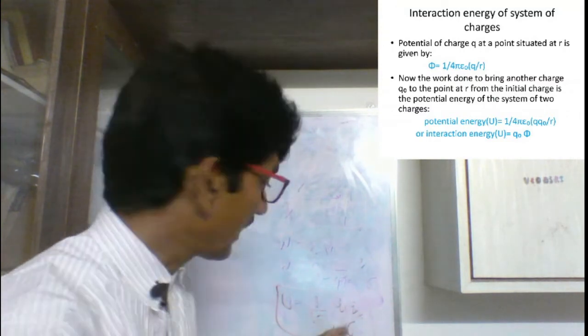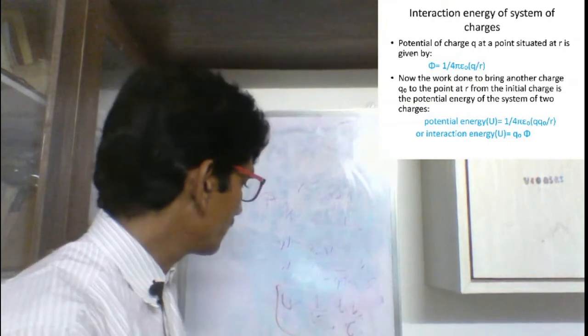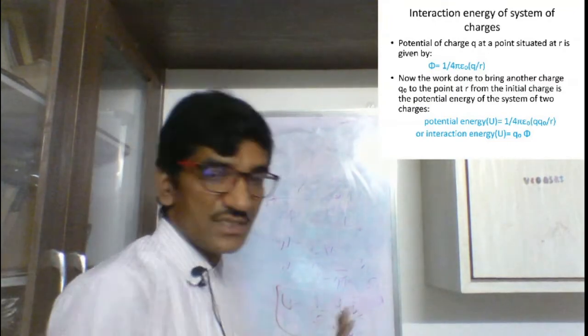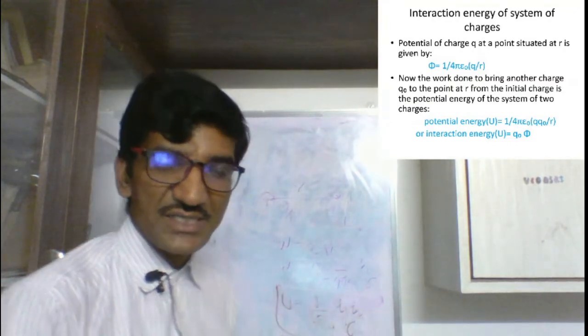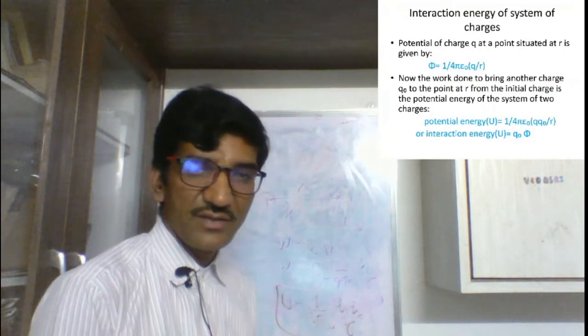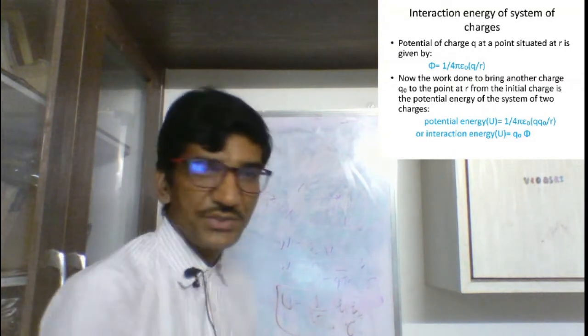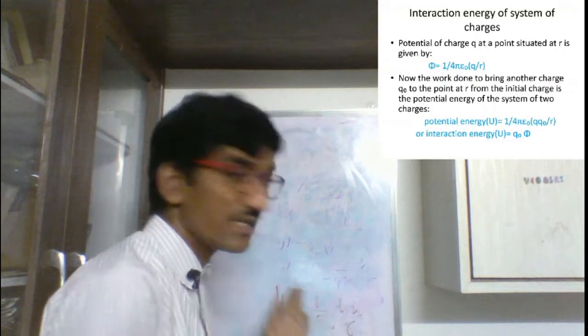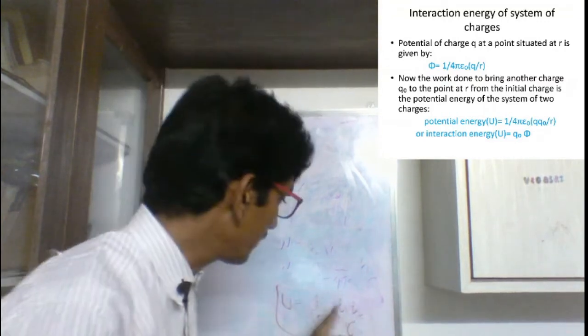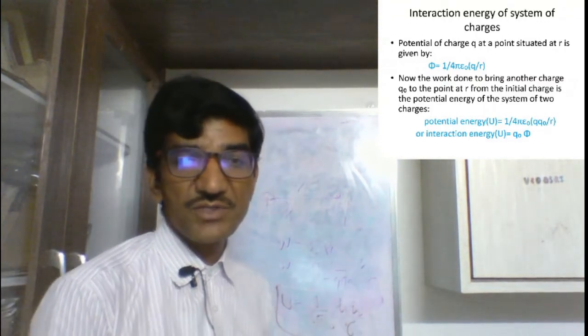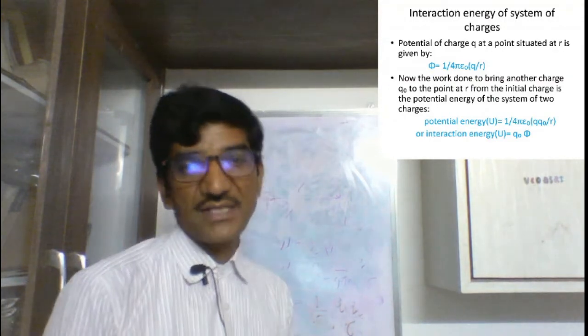So what is the difference between potential energy and potential? In the potential formula we have only one q. In the interaction energy we have two q's. Always we have two q's. That is the difference between the interaction energy and the potential.